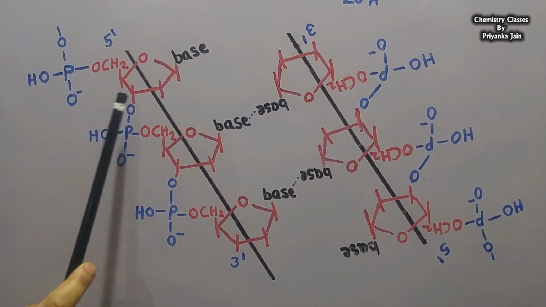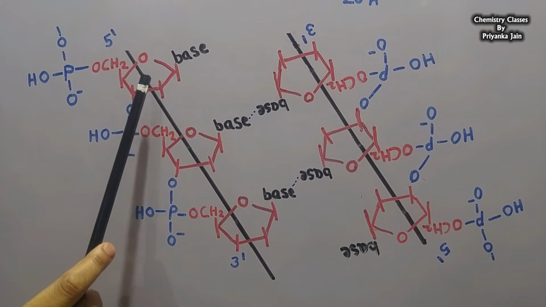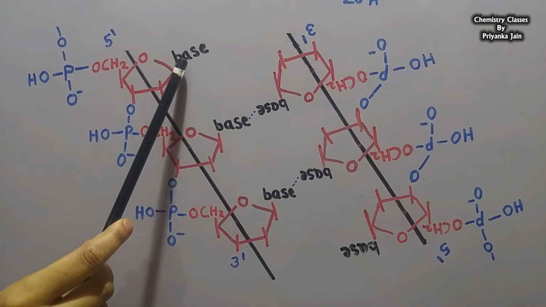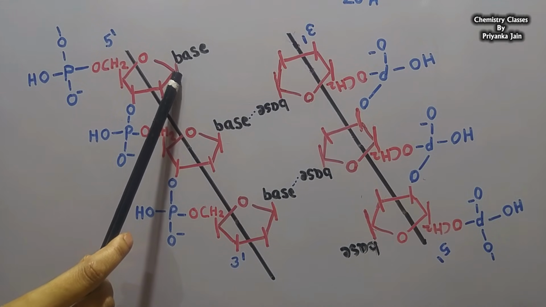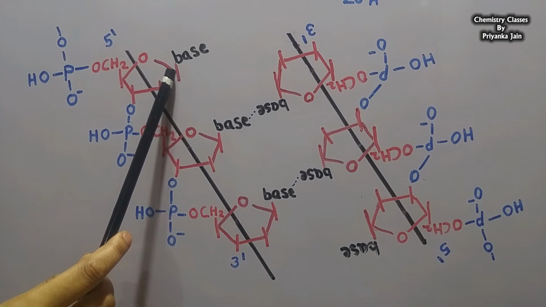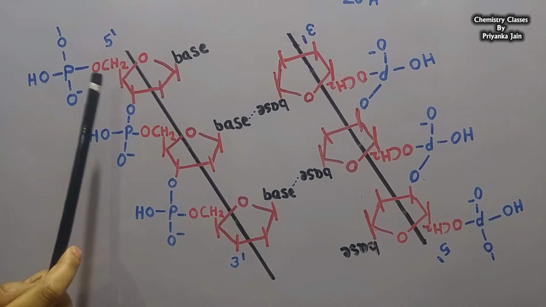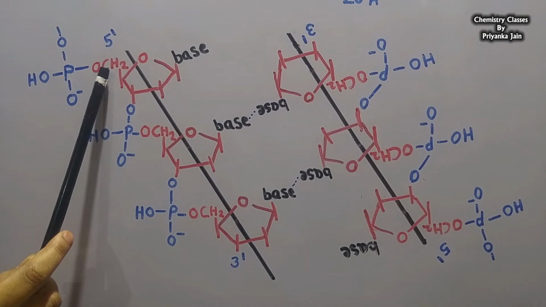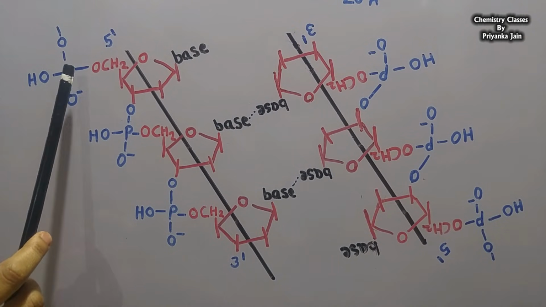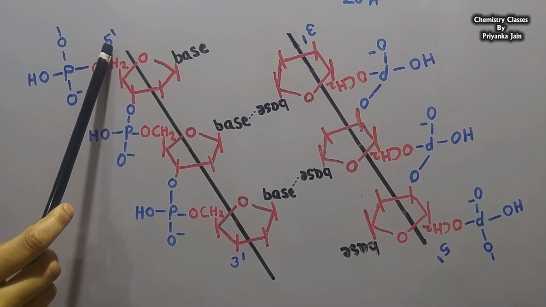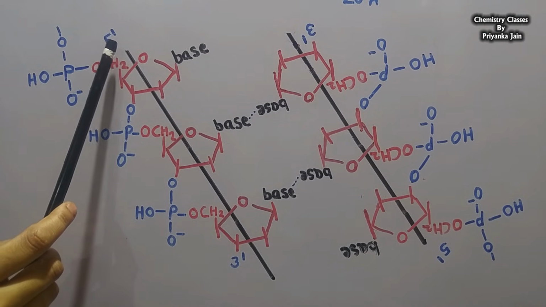In each nucleotide, this is a sugar, that is deoxyribose sugar, and the base is connected at the C1 carbon atom of the sugar. At the C5 carbon atom, a phosphate group is attached. As this is the C5, this end is known as the C5 end of the DNA.